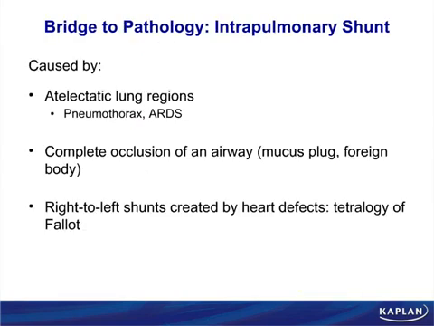Things to look for on step 1 that can cause a shunt: well, anything that causes lung areas to collapse. So atelectatic lung regions, like in a pneumothorax, adult respiratory distress syndrome. If I get a complete occlusion of an airway by a mucus plug, again, mechanical ventilation, or some type of foreign body, like the peanut we talked about. That just sounds painful. We also have right to left shunts in the heart defect tetralogy of Fallot. So that's a shunt and can cause hypoxemia. Increasing FiO2 does not correct.